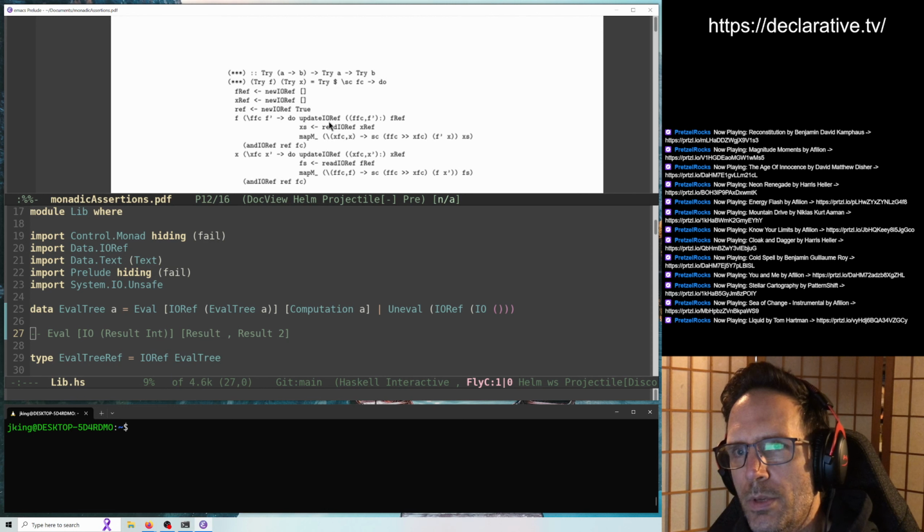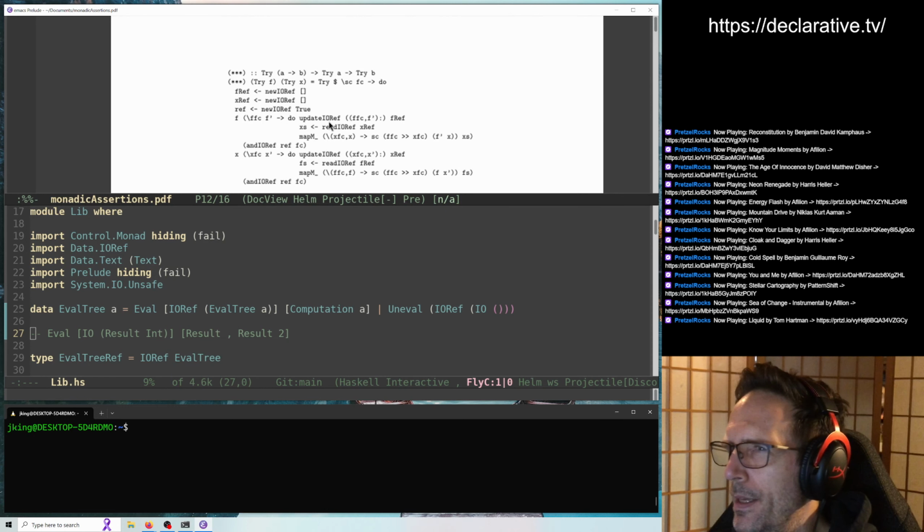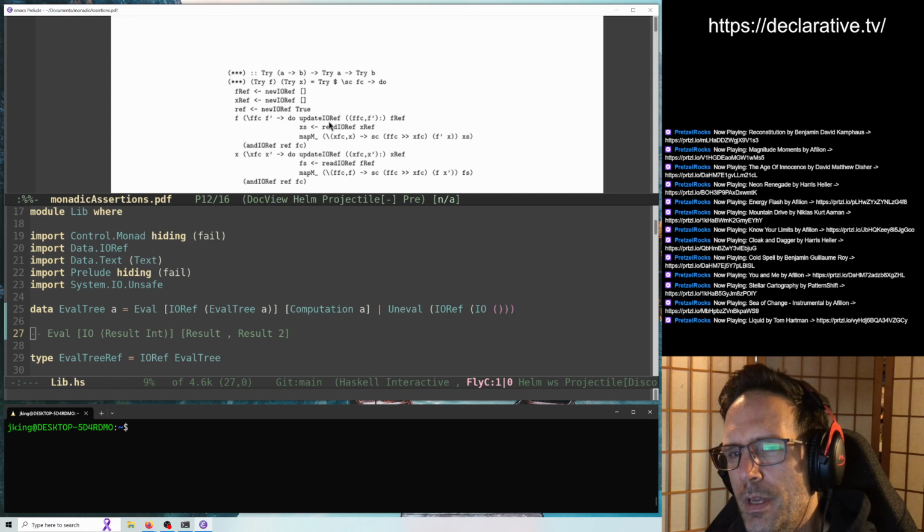So what am I looking for here is something that shows that we're collecting together somehow the computation values inside the eval tree and not inside these IO refs. Something that uses that argument that so far has been ignored in those combinators.